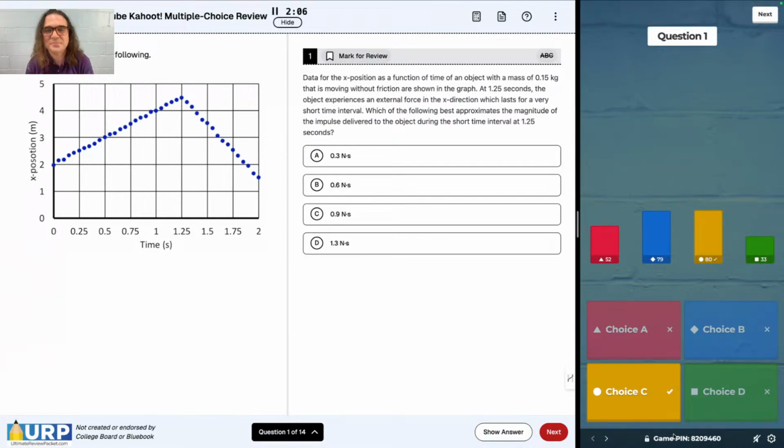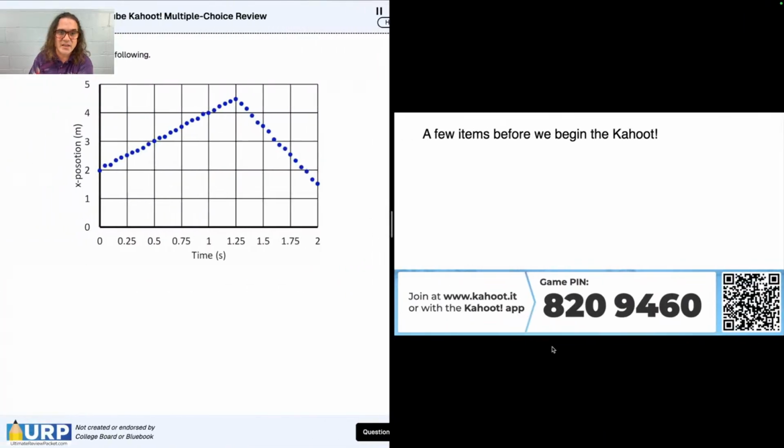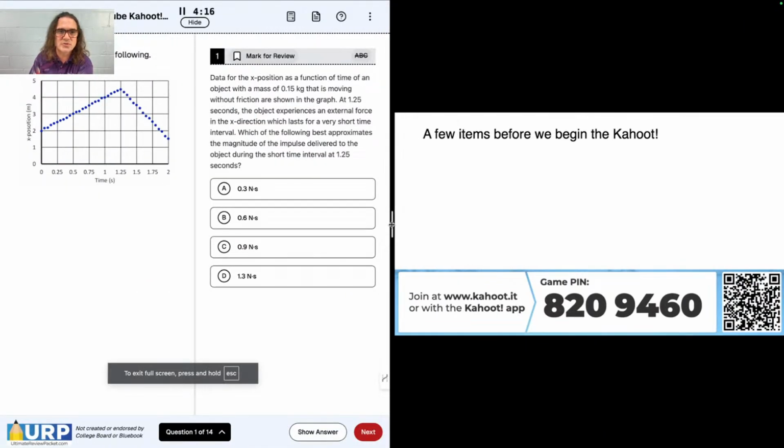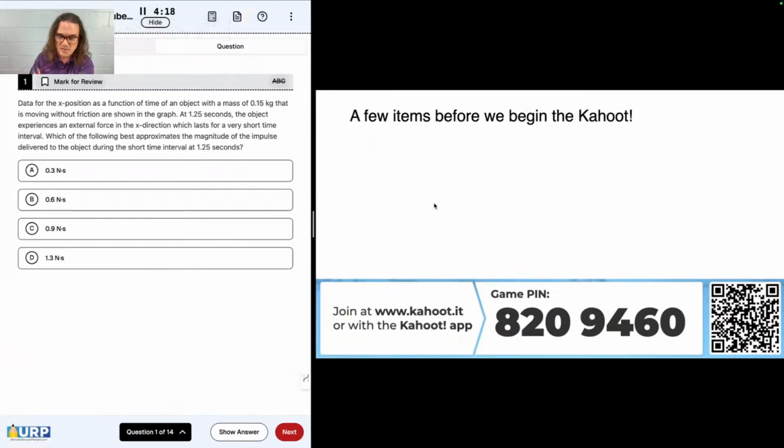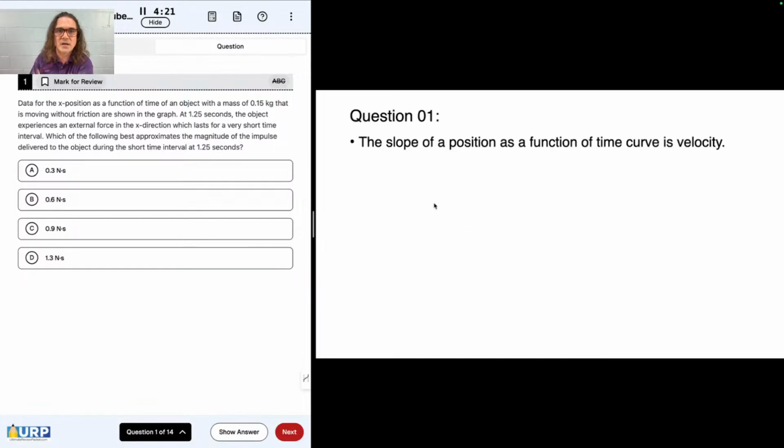All right, here we go. So here is what we're going to do. In question 1, the slope of a position as a function of time curve is velocity. My face is not covering up part of the question. Sorry, it's not. In this problem, we are solving for impulse.